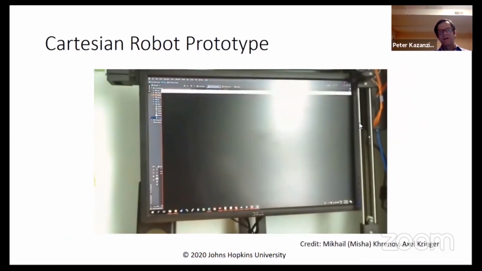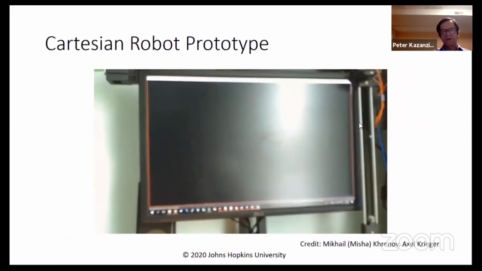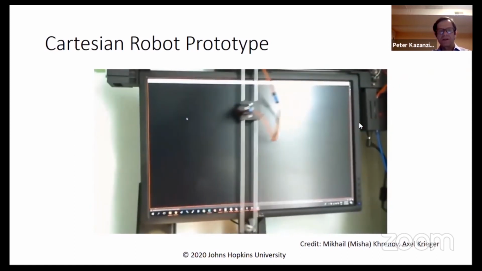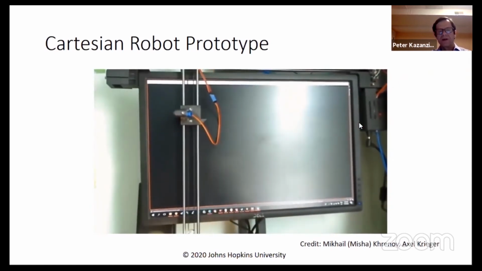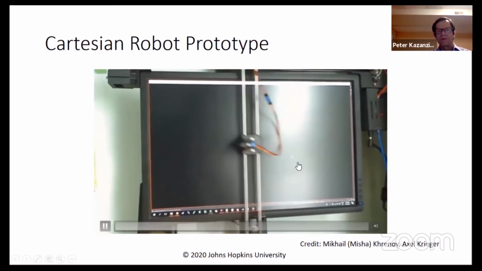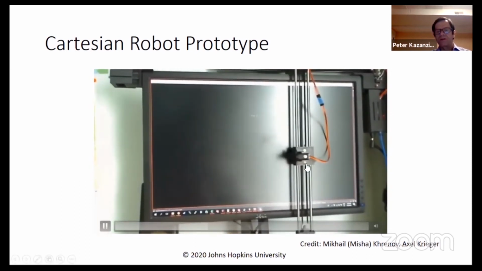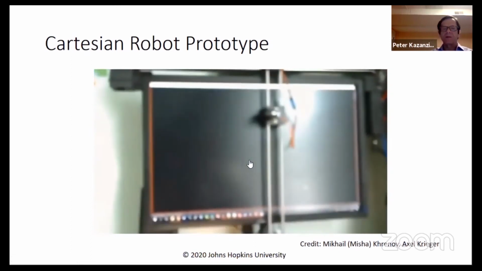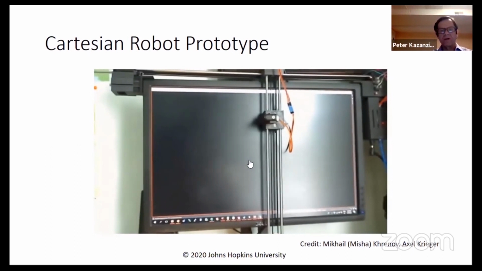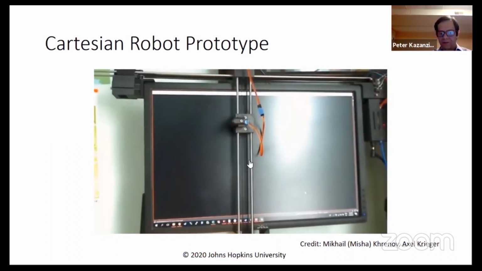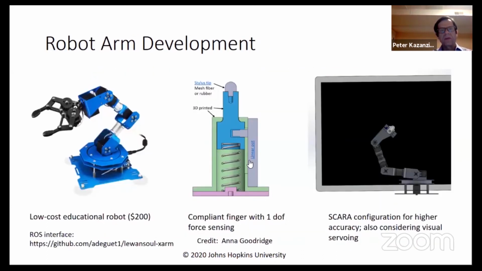So this is a video from Axel Krieger's group showing the first prototype of the Cartesian robot attached to a computer screen. This is not being teleoperated. In this case, there's a little program and you click somewhere with the mouse and the robot moves there, but it shows the basic concept of being able to take a 3 degree of freedom robot and interact with a touch screen.